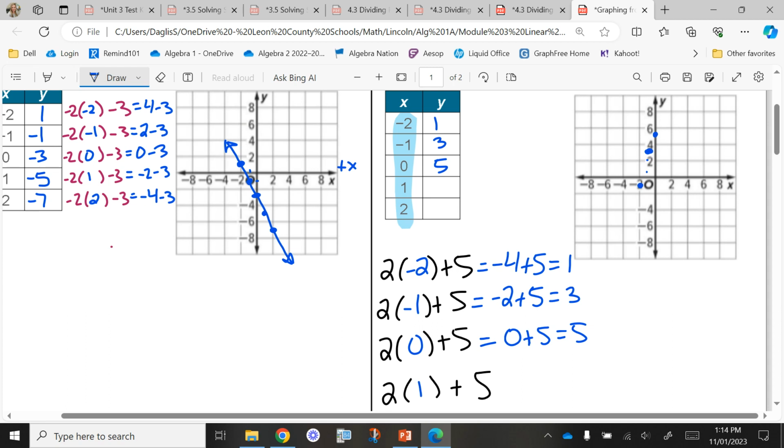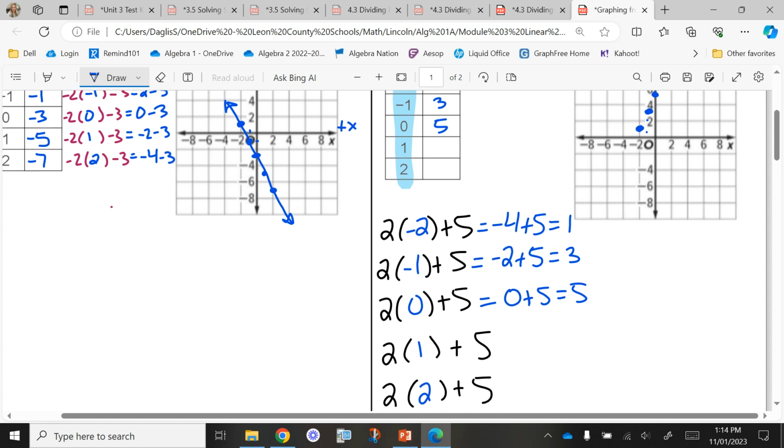I plotted something wrong. Yes, I did. That should be a positive one, shouldn't it? There we go. Positive 1, positive 3, positive 5. What do you think the next one's going to be before we even do it? 7. You think it's 7? Let's see what happens. 2 times 1 is 2. And 2 plus 5. Oh, look at that.